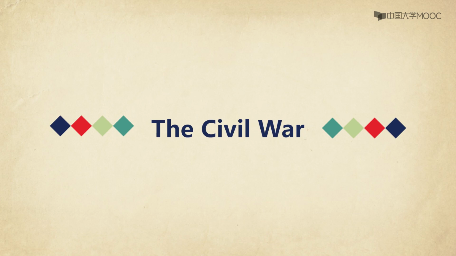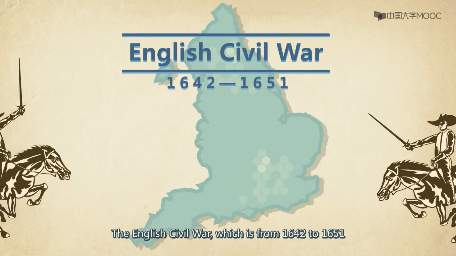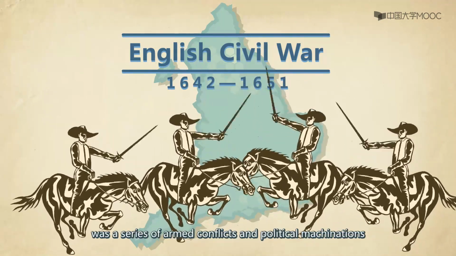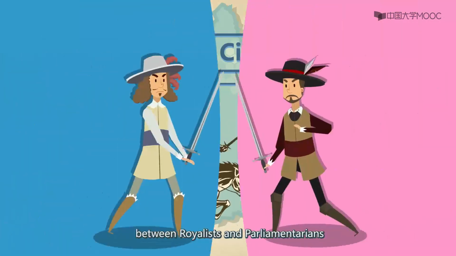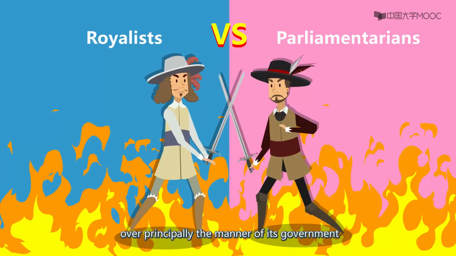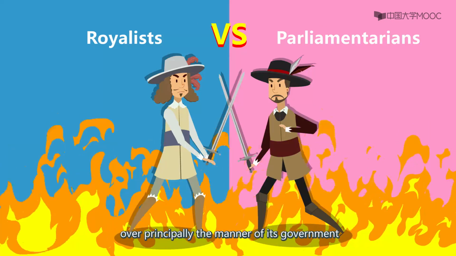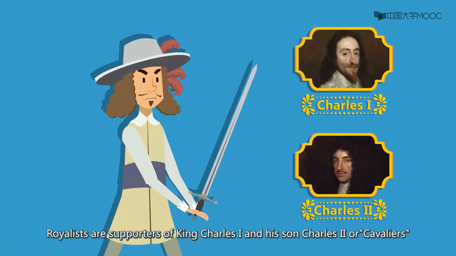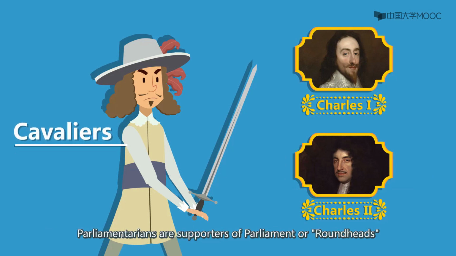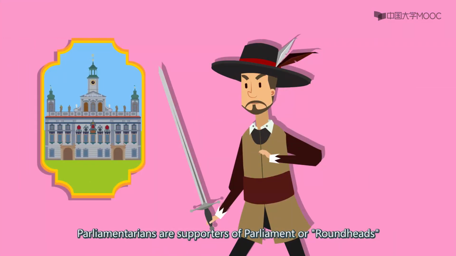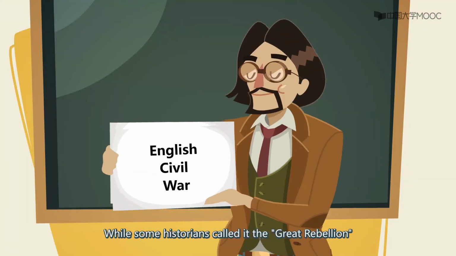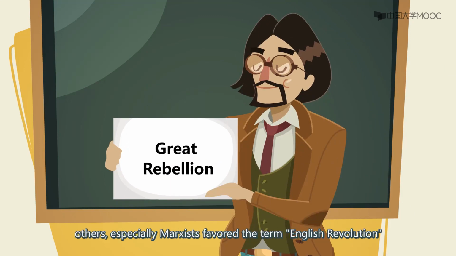The Civil War. The English Civil War, which is from 1642 to 1651, was a series of armed conflicts and political machinations between royalists and parliamentarians over principally the manner of its government. Royalists are supporters of King Charles I and his son Charles II, or Cavaliers. Parliamentarians are supporters of Parliament, or Roundheads. While some historians called it the Great Rebellion, others, especially Marxists, favor the term English Revolution.